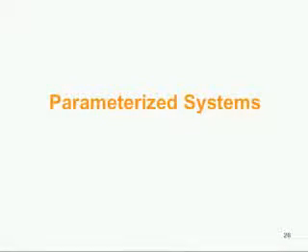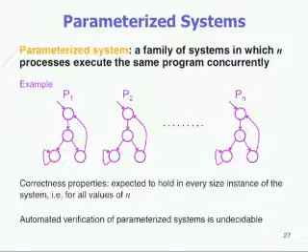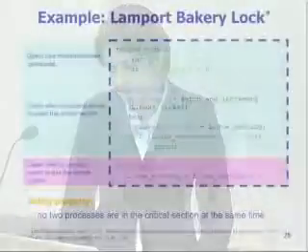Okay, so I still have 15 minutes to explain in brief the result of our parameterized systems analysis. Just a brief reminder of what we meant by parameterized system: a family of systems where there are n processes executing the same program concurrently. We want to check if a correctness property holds for every size instance of the system.